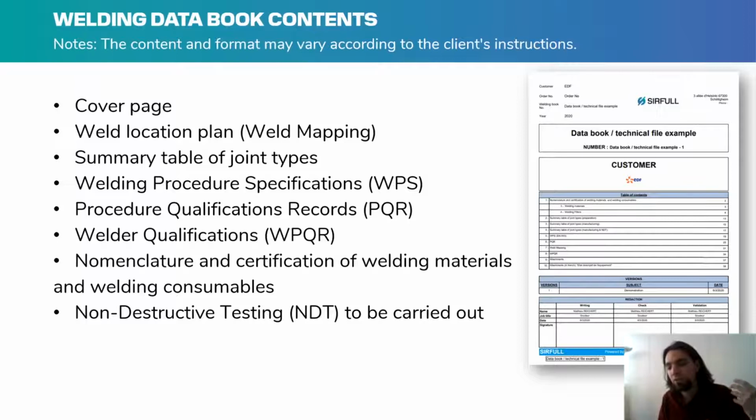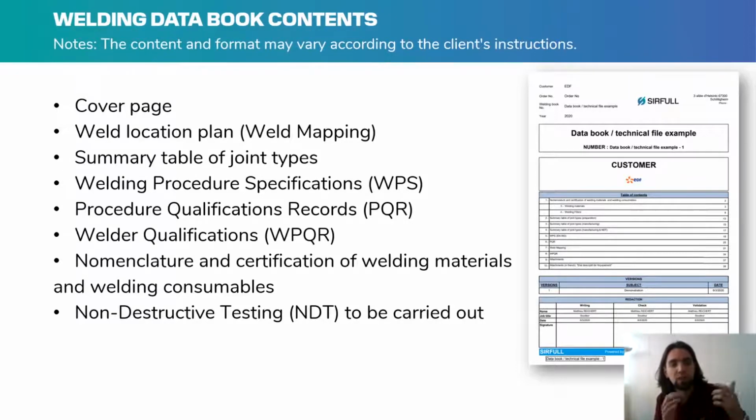You need to do that if you want to deliver equipment that is compliant with the PED or with the EN ISO 3834; you need to provide this kind of weld mapping document. You also got the summary table of joint types, all the WPS-PQR, WPQR of the project, a nomenclature and certification of welding materials and welding consumables. You need to provide the heat number, the number of the certificates, but also a copy of the certificates.